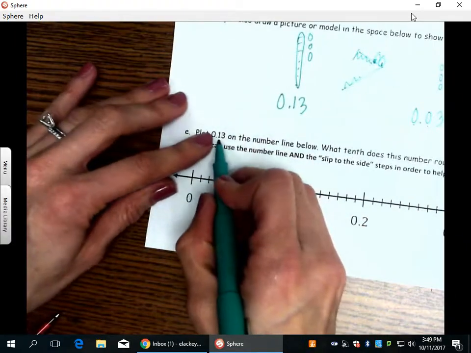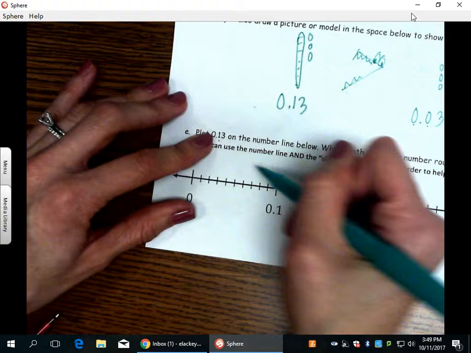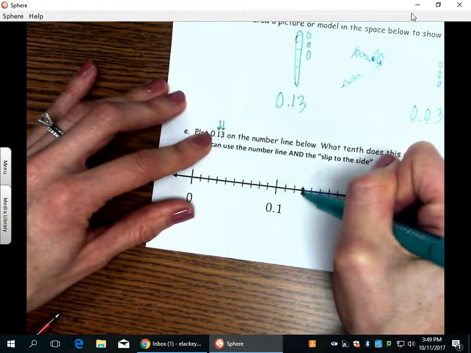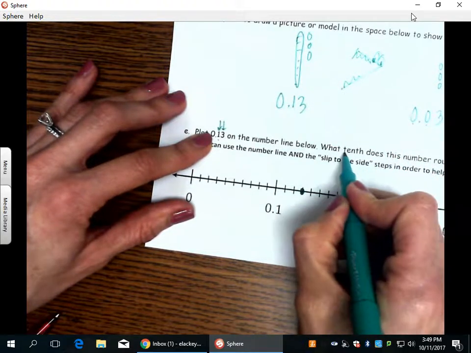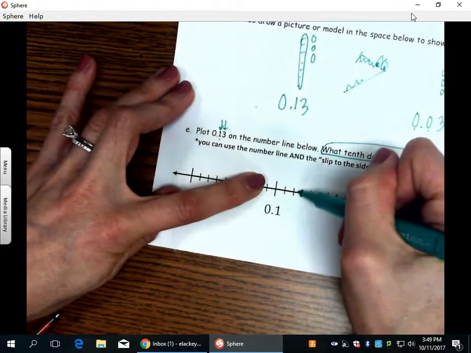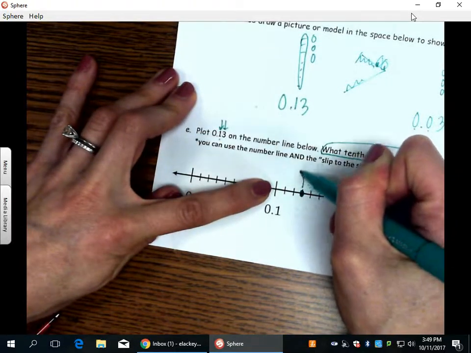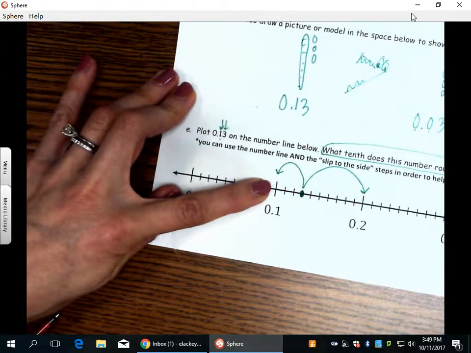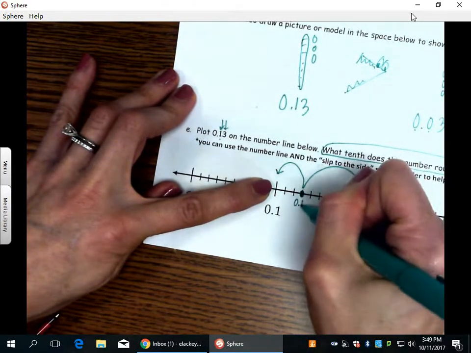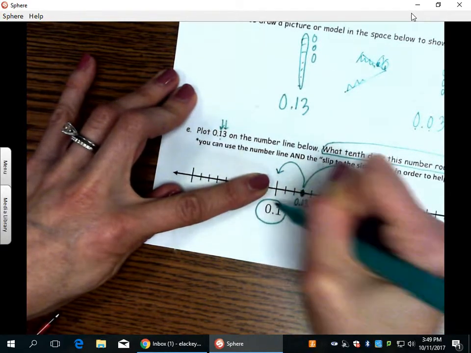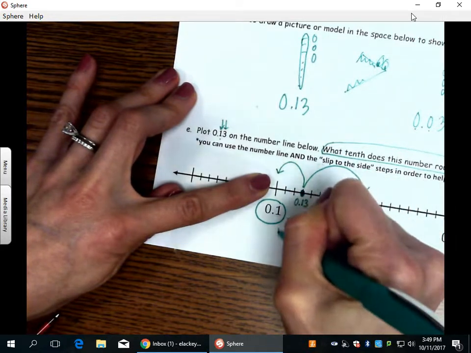Okay, and the last one is you're plotting 13/100ths, which we actually just did. It's 1/10th, 3 honeys. So plotting it, now looking at what tenth does this round to. Guys, you're thinking, this is in between tenths. It's in between this tenth and this tenth. And what one does it look like it rounds to? It looks like 13/100ths is a lot closer to 1/10th. So I think it rounds to 1/10th.